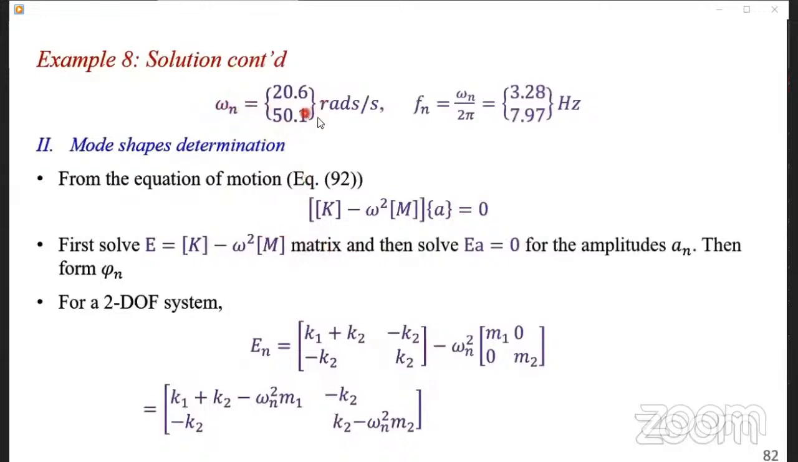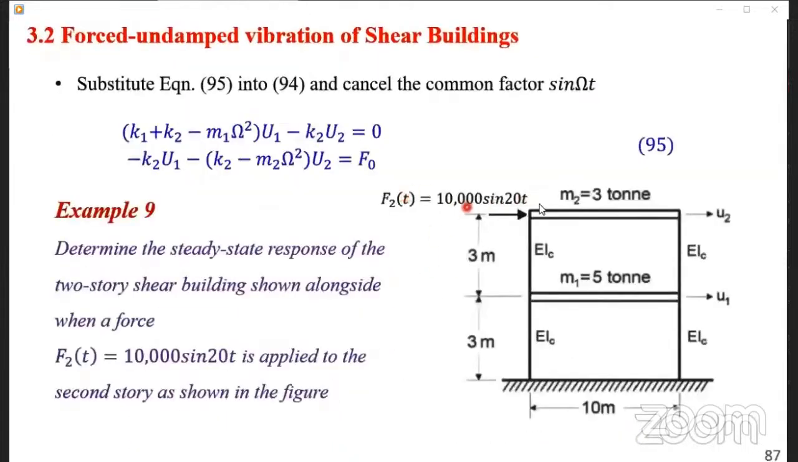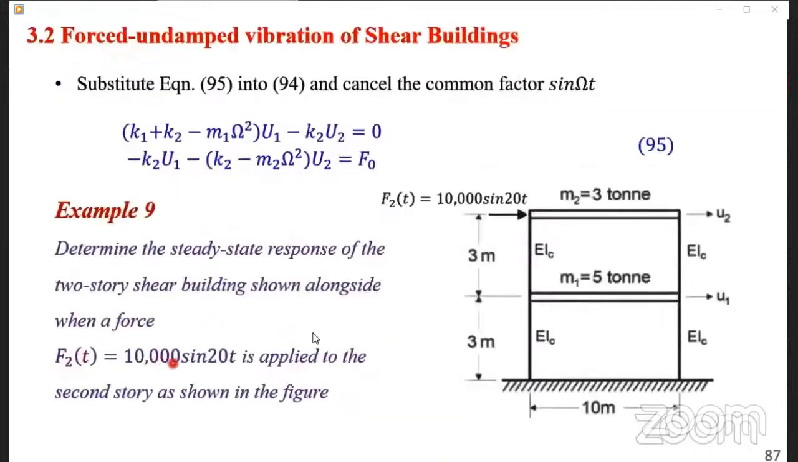So we are talking about this omega, the natural angular frequency. You can talk of the linear frequency, Fn. We calculated this. Even when there is external applied loading, the natural frequency for the frame that was determined is the same. But now we have an additional forcing frequency, from this force F2 at the second floor level.